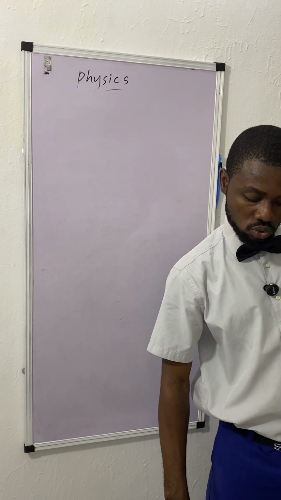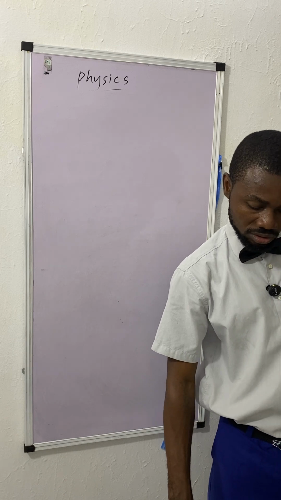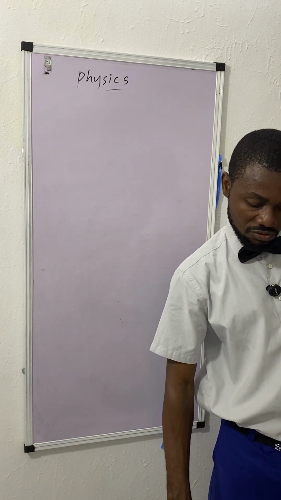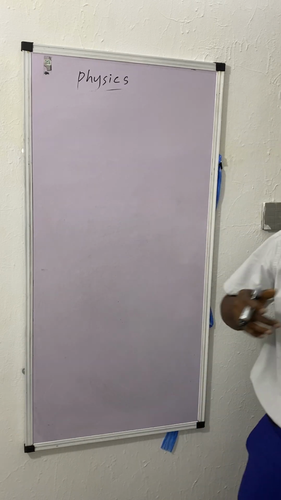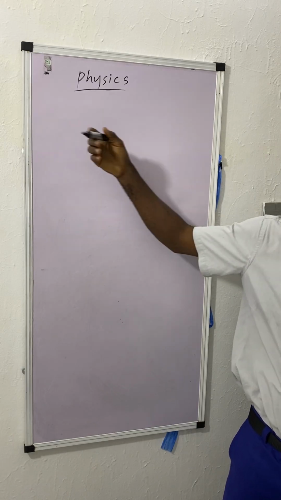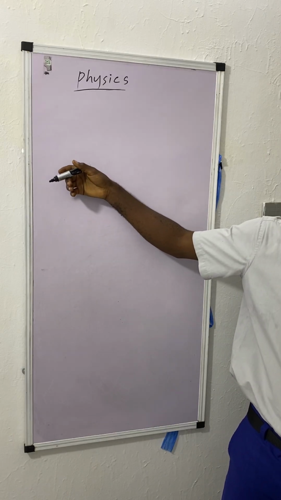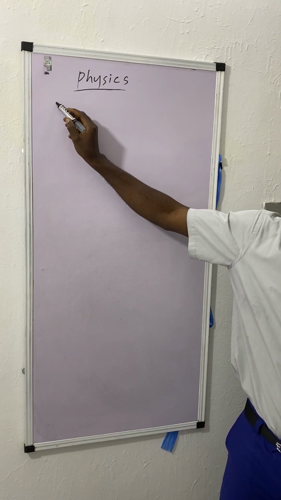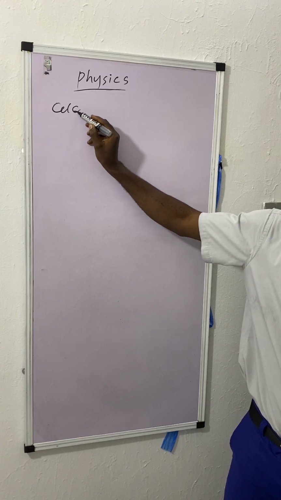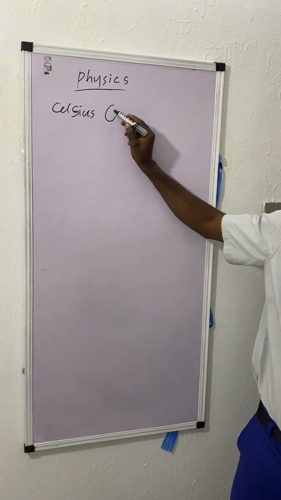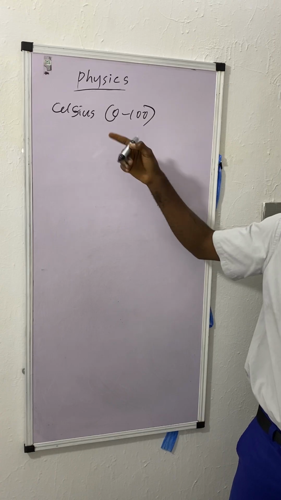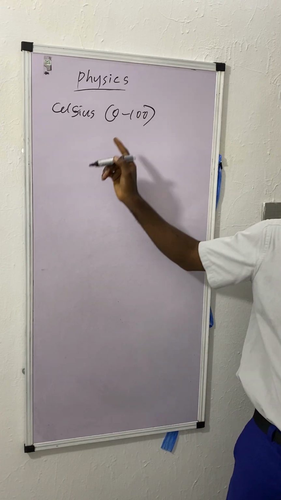I think that's what we are going to look at now. Temperature scale conversion. All right, conversion of temperature. We already discussed that in chemistry, but let's just do it. Celsius is usually from 0 to 100, and they pass 100. Okay, that's the scale for Celsius.